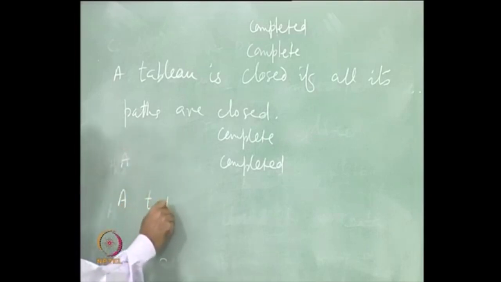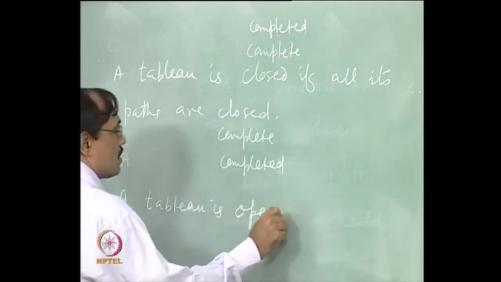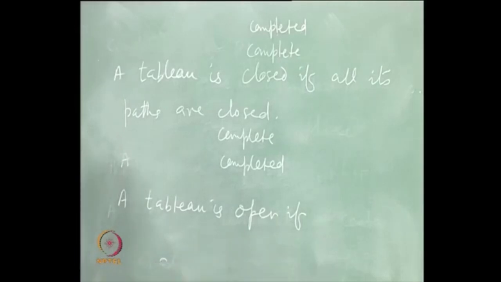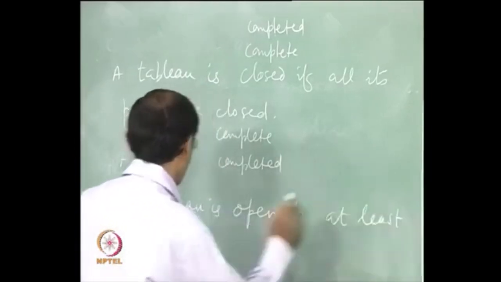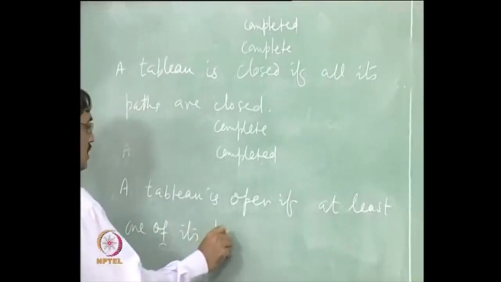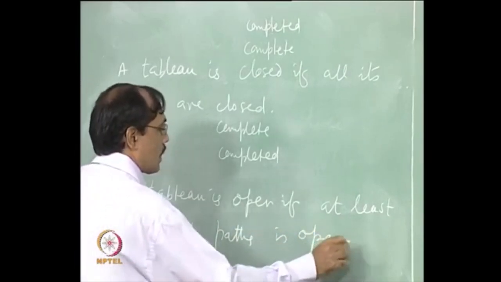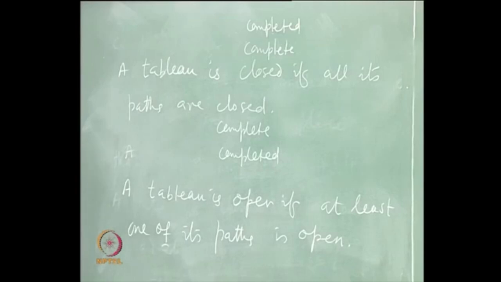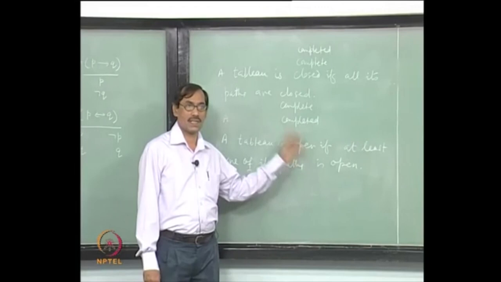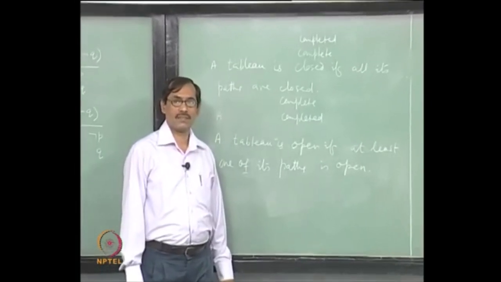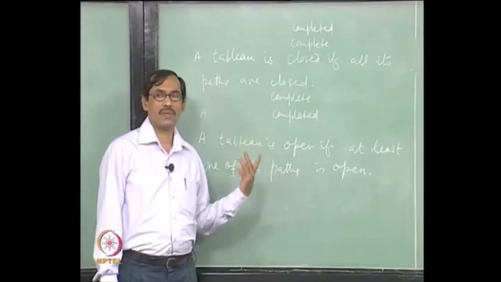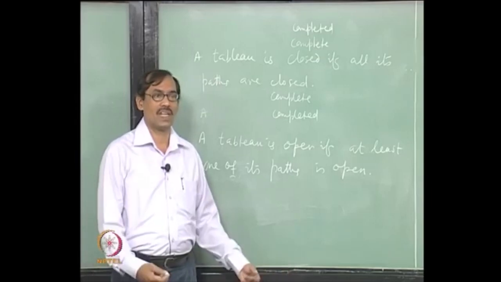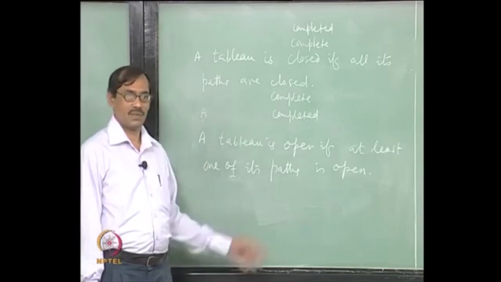Now comes the next one. A tableau is open if, here you require that, if at least one of its paths is open, not every. You don't need every, right? If at least one of its paths is open. Okay. So for taking a decision whether it is satisfiable, you may need an open completed tableau, right. It should be completed. If it is not complete, but only open, your decision cannot be taken. It can still be further expanded and found to be closed. Okay. So you need a completed tableau for that.